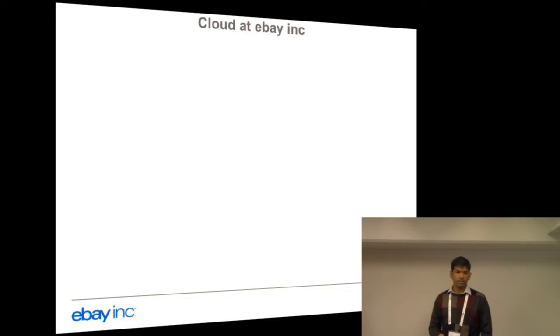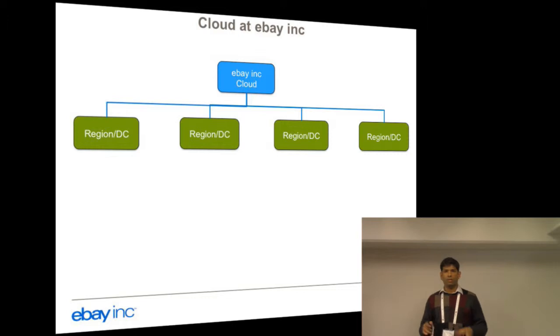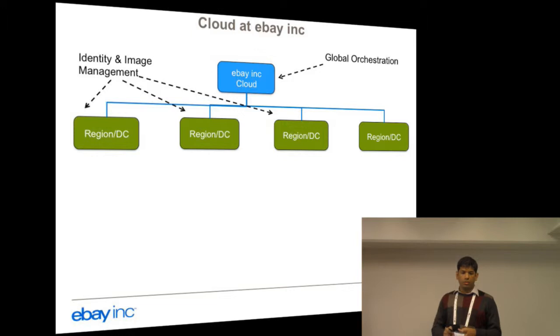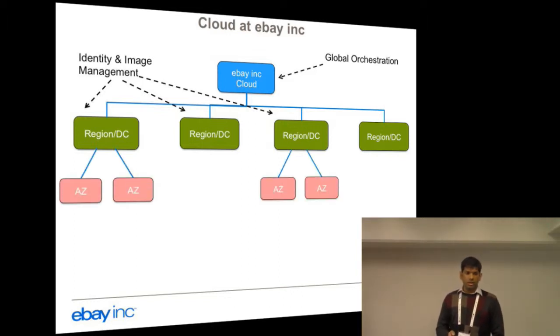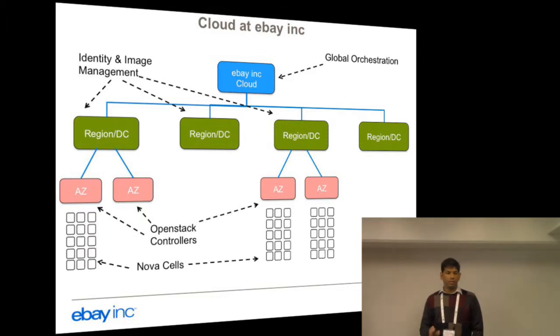I'll be discussing, very briefly, how eBay Cloud is designed. So we have one global orchestration across all the regions. Then we have multiple regions in eBay at different zones to address DR issues. Each region has availability zones, and availability zones are where all the controllers, storage, compute, and network sit. And then each availability zone has multiple Nova cells where the hypervisors go in.